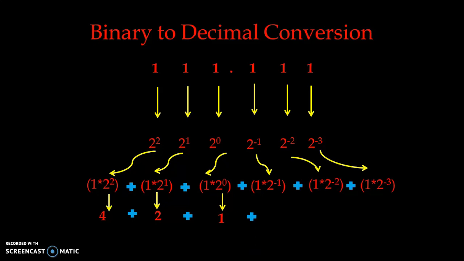Now plus 1 multiplied by 2 raised to minus 1. So we have to take 1 divided by 2, that is 0.5. So 0.5 plus 1 divided by 2 raised to 2. So 1 divided by 4. So it will come to 0.25. And same way 1 divided by 2 raised to 3, that is 1 divided by 8, and it will come to 0.125.